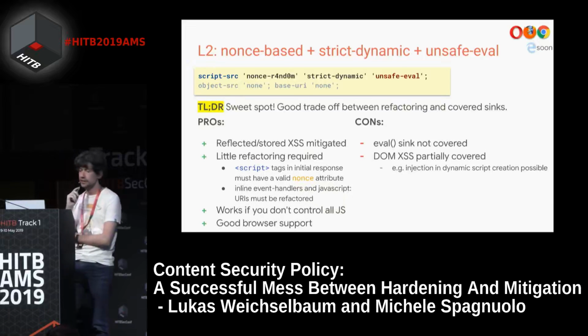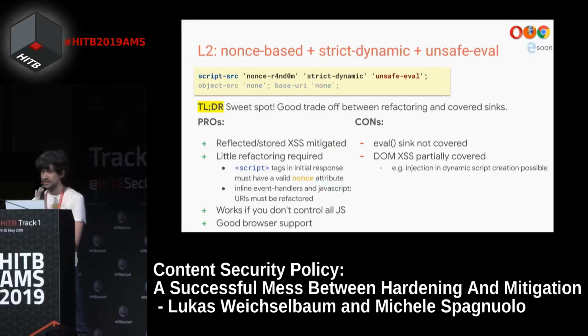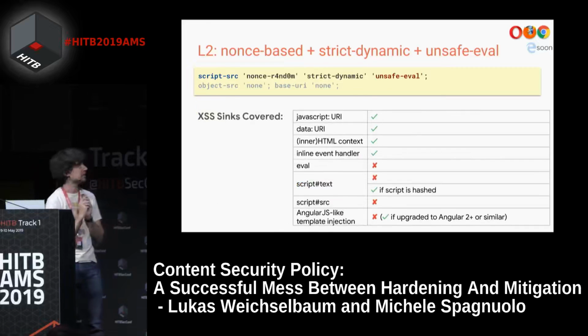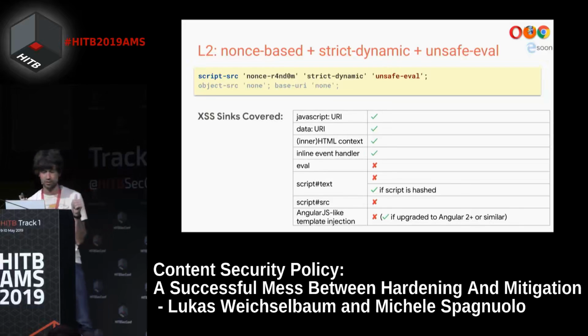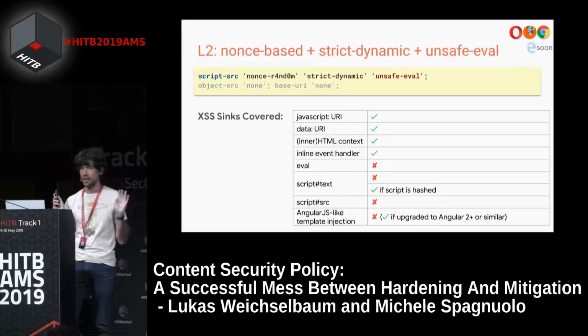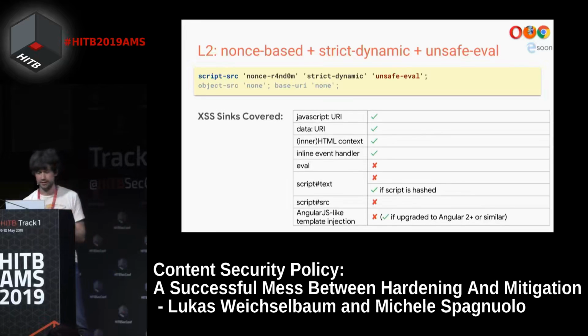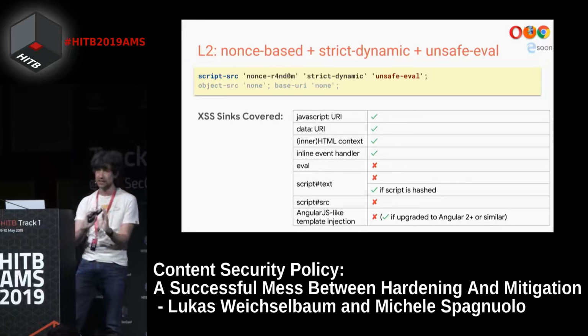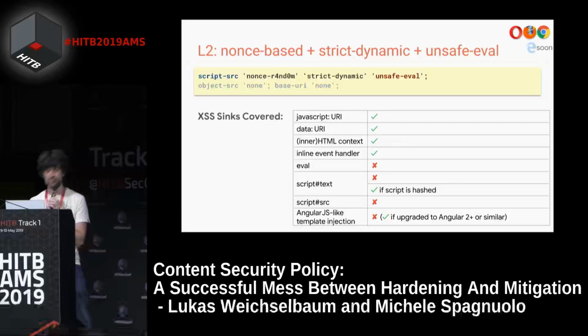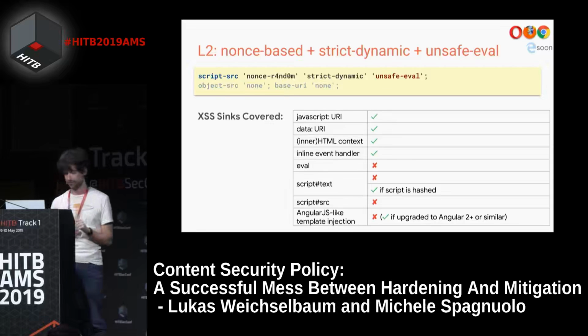The only con is that eval sinks are not covered, and there is still a very small window where DOM XSS are not covered. So here is a handy table. It will block attacks that are based on JavaScript URIs, data URIs, innerHTML content, and inline event handlers. This was already a pretty large part of the pie that I showed before. It will allow eval, and if the attacker is able to inject code inside a script body, script text, or in the SRC attribute, unfortunately, this is not covered.